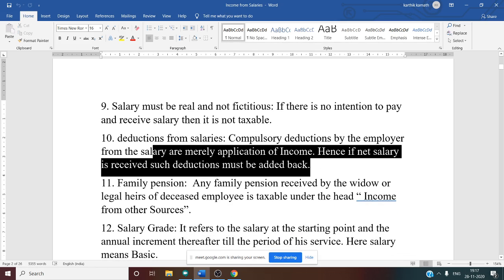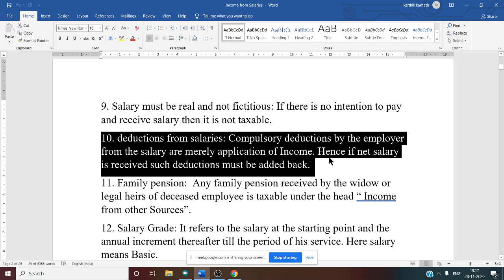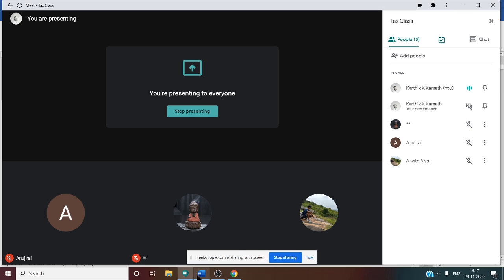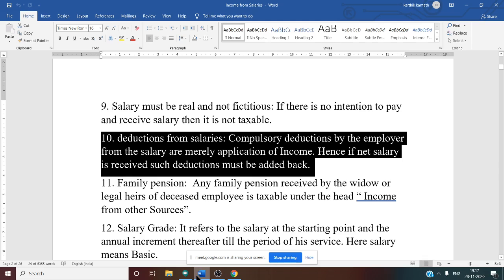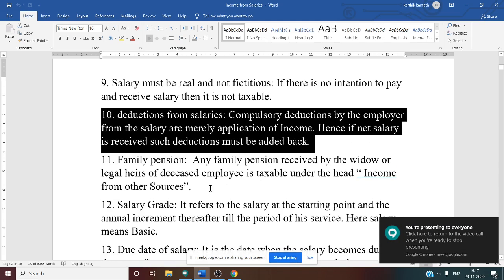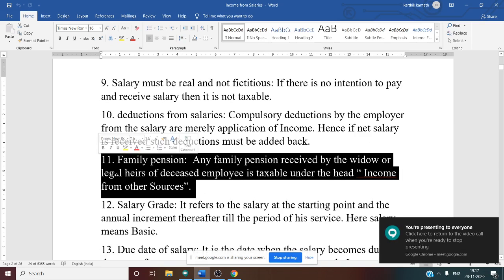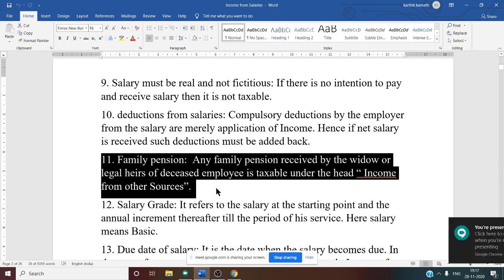Then deduction from salary. What and all deductions? Compulsory deductions by the employer from the salary are merely application of income. Hence, if net salary is received, such deduction must be added back. That is, if the employer deducts something from your salary, while calculating the salary you have to add that thing back. Family pension. Any family pension received by the widow or legal heir of a deceased employee is taxable under the head income from other source.